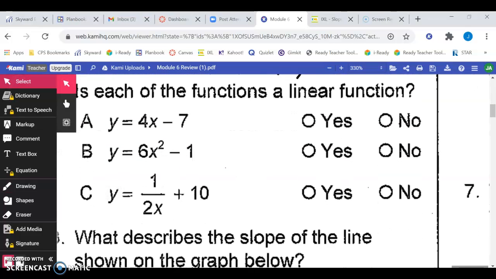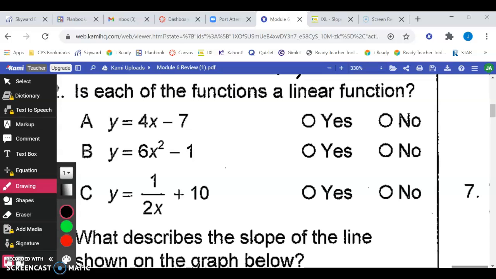For number 2, is each of the functions a linear function? Remember, we are looking for things in the form of y equals mx plus b. So part A is exactly in that form, so that's a yes. B is close to mx plus b, except that it has that x squared. We can't have exponents on our x values, so that's a no.